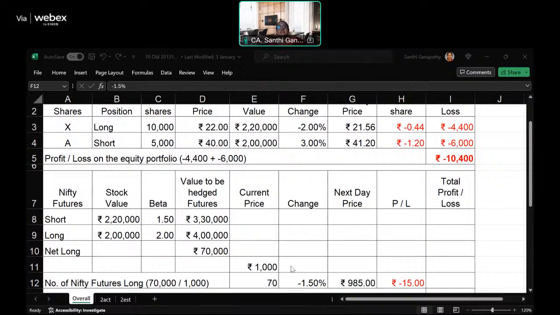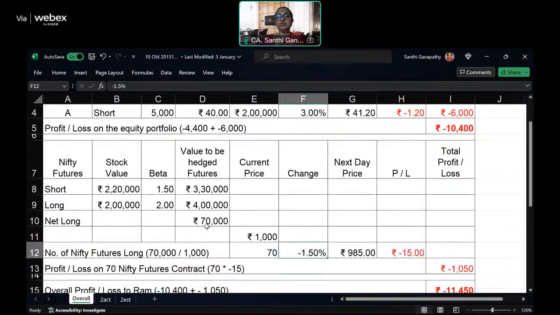It has changed 3%, but in the opposite direction. If your estimate of beta for A is correct, you have estimated it to be 2. If there is a drop of 1.5 in Nifty, there should be a drop of 3%. On the other hand, in A, there has been an increase of 3%. That is the reason why you have got a loss in both.